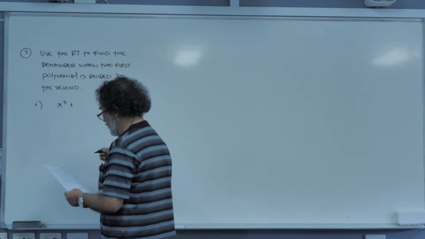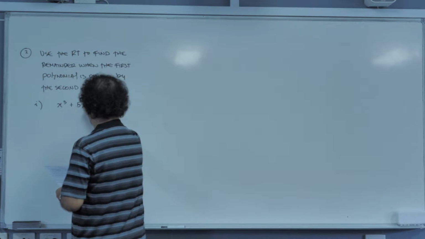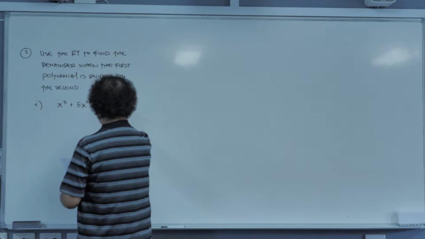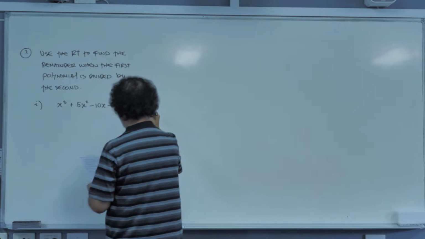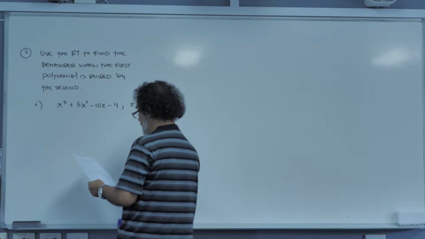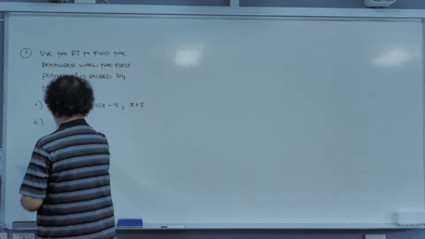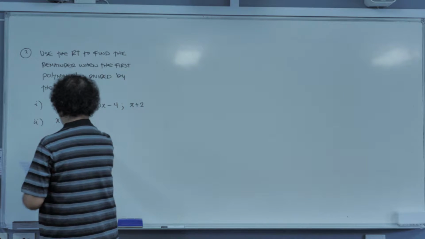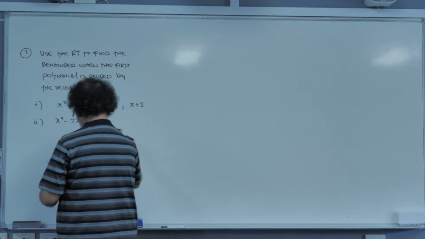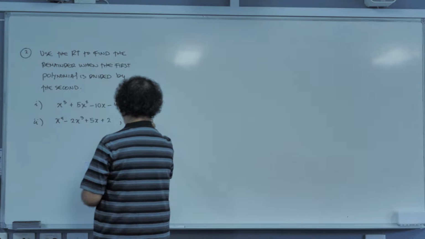Again, then we have this polynomial. The first one is x cubed plus 5x squared minus 10x minus 4, and we're going to divide that by x plus 2. And the next one is x to the power of 4 minus 2x cubed plus 5x plus 2, and we're going to divide that by x minus 2.